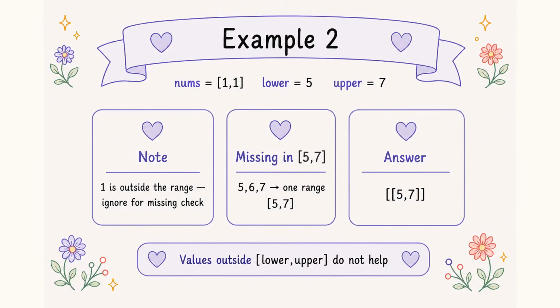Example 2. Nums is 1, 1, lower is 5, upper is 7. The value 1 is outside the search range, so it does not fill 5, 6, or 7. Missing numbers are 5, 6, 7, which form one range 5 to 7. Answer is a list containing 5 to 7.